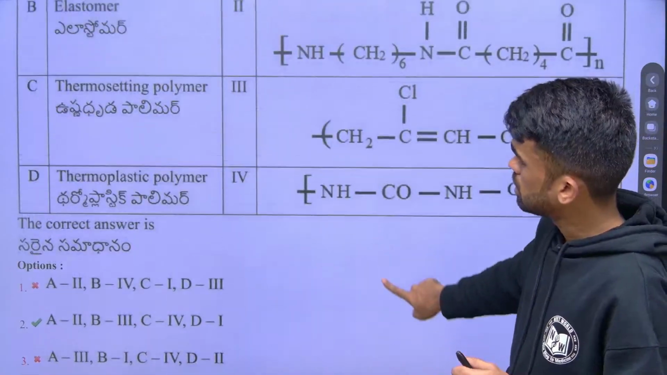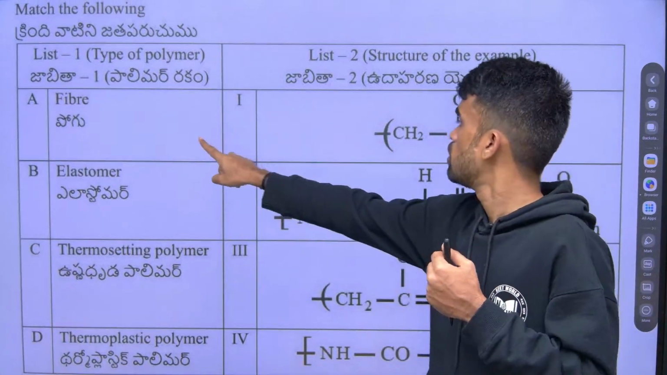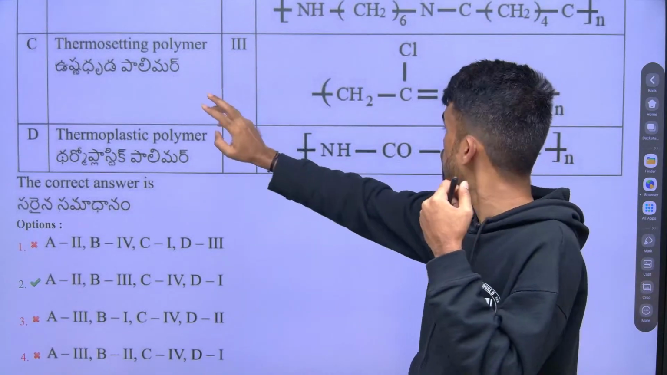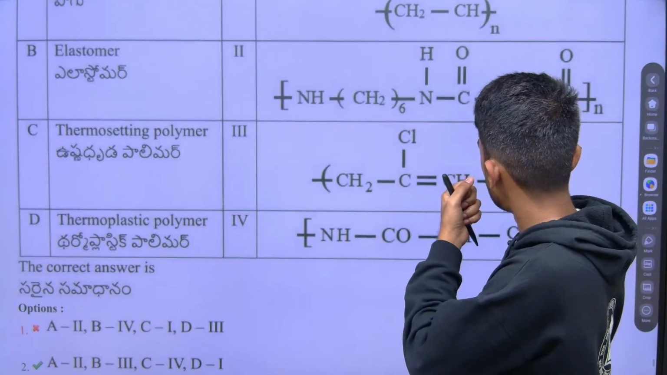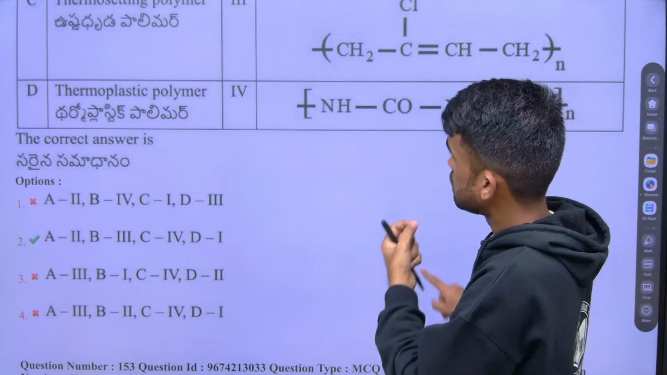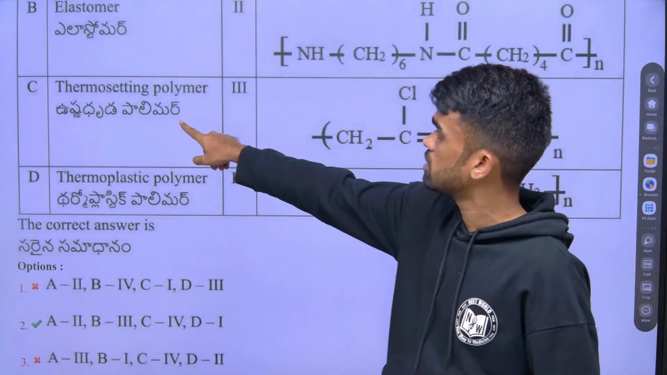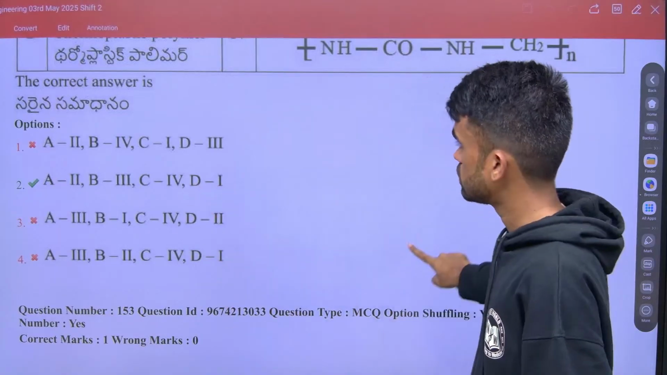So from that, even by knowing 1 or 2 options you can eliminate. I told you fiber, nylon 6,6, and urea and formaldehyde polymer I also told. So this one is urea formaldehyde, so 4C, which is here only.